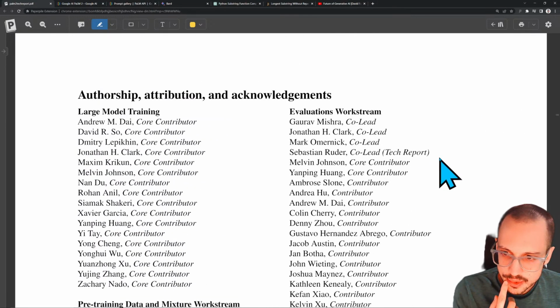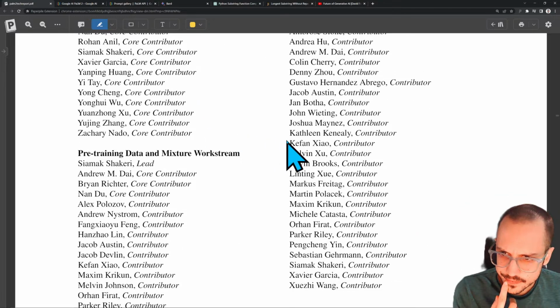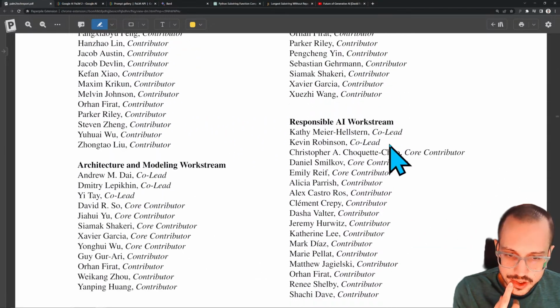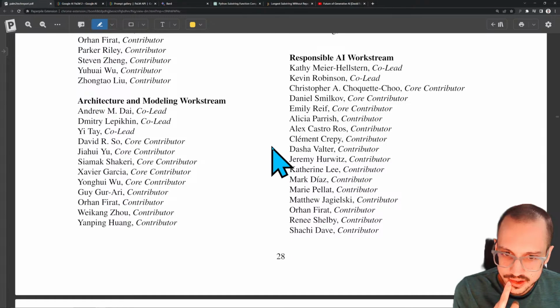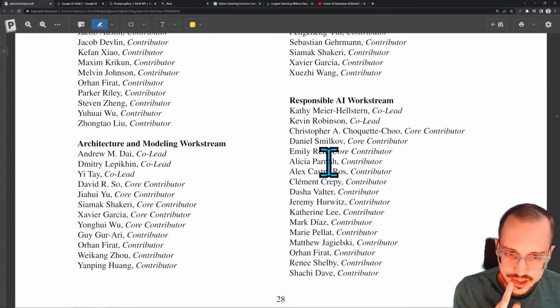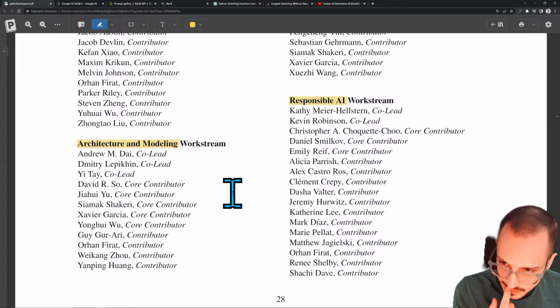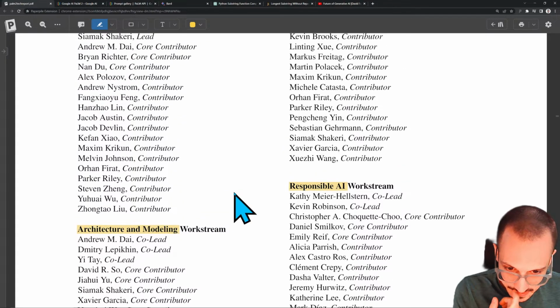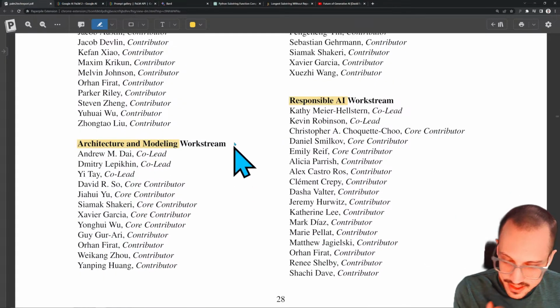Here's all the different people that worked on this. Evaluations, responsible AI, architecture and modeling. Look at this. There's more people in responsible AI than there is in the model architecture. Which tells you what's going on here. It's also kind of indicative.